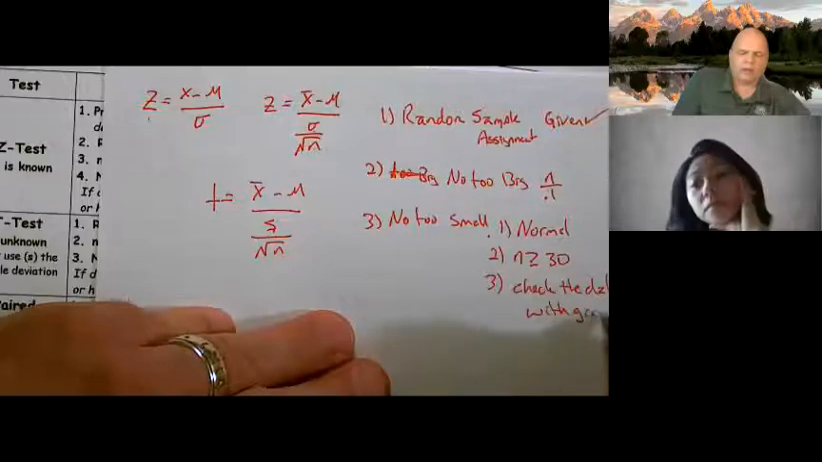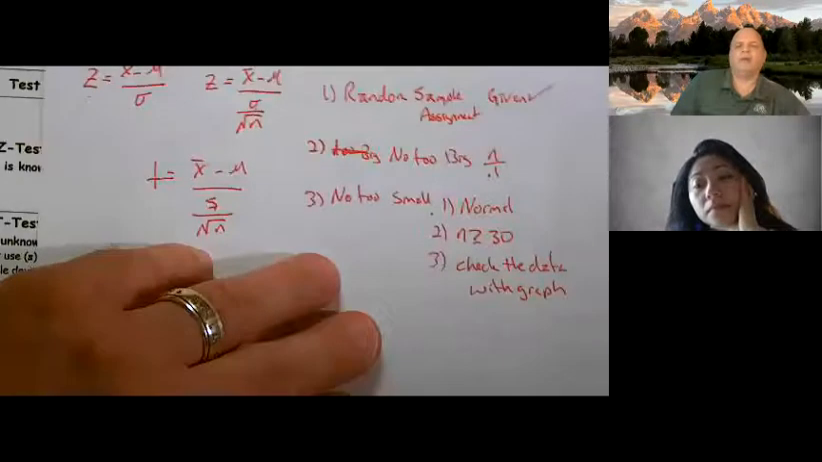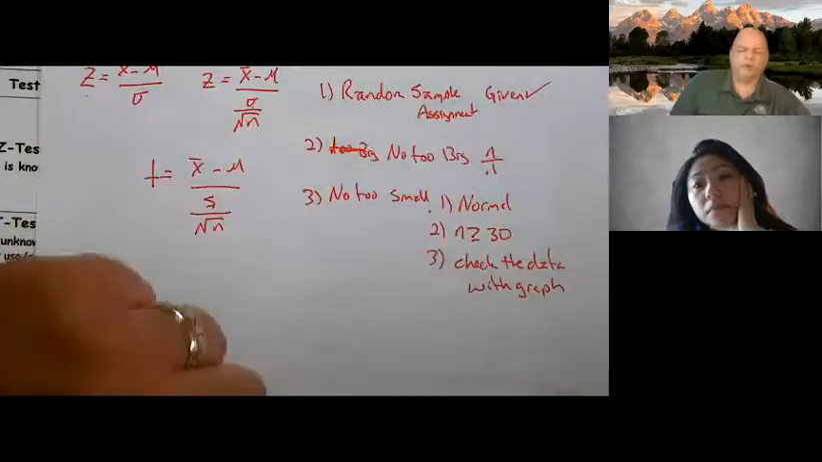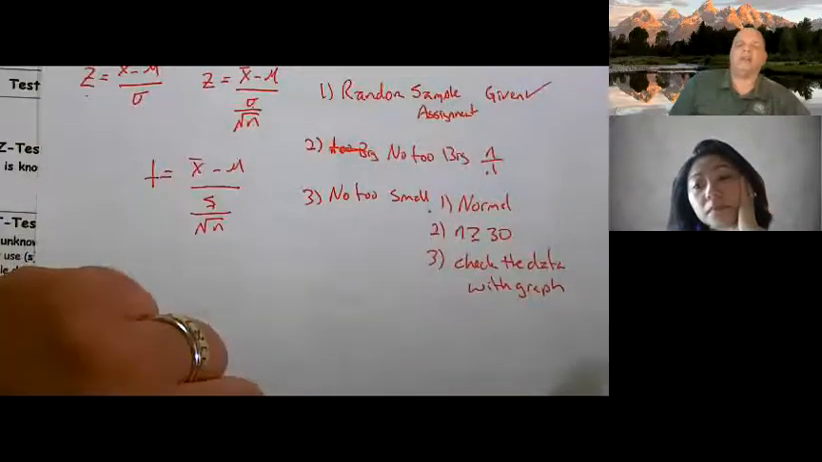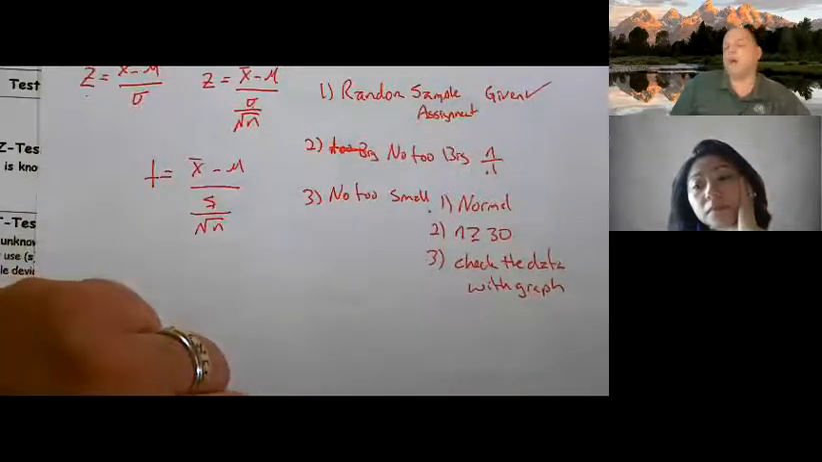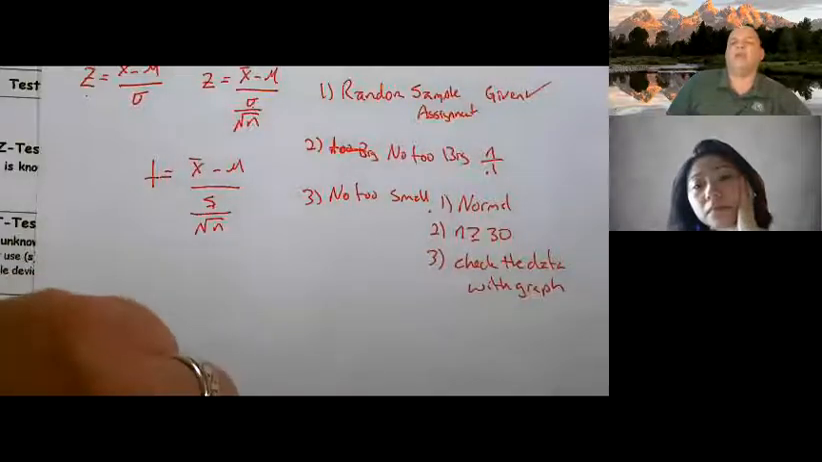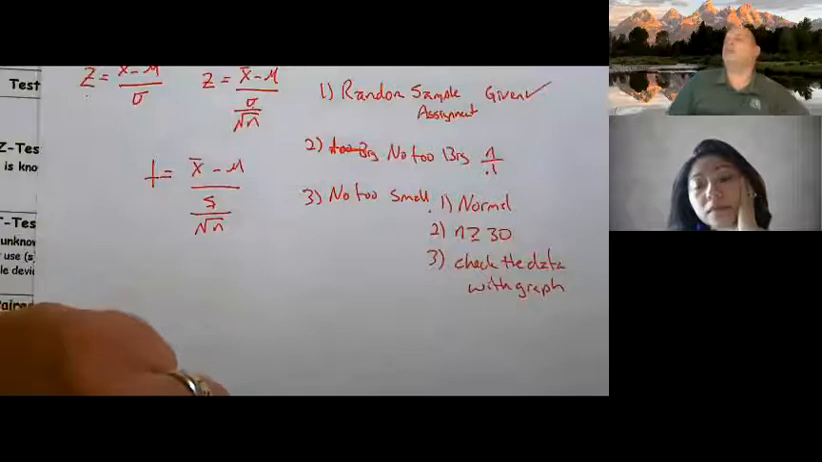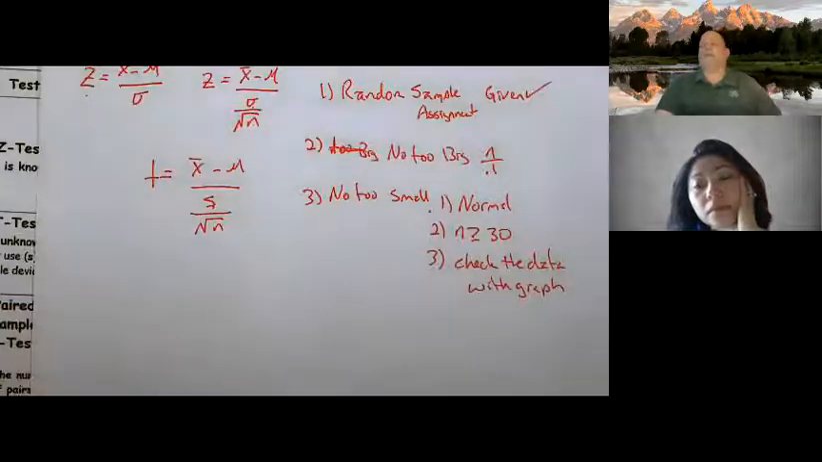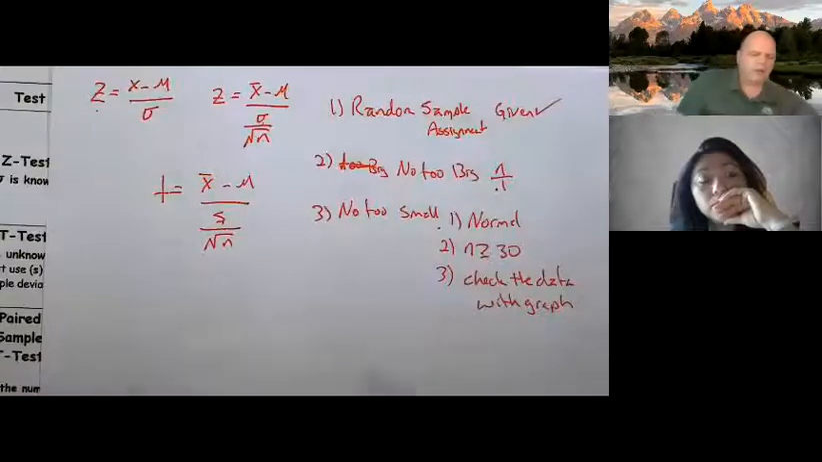Now, please be careful with this when you're checking the data with the graph. You draw the graph, it's beautiful, and you say reasonably symmetric, no outliers, and then you can say it's okay to use the normal approximation, or it's okay to assume that it's normally approximated. All right, so let's pause for a second. All right, no questions here.